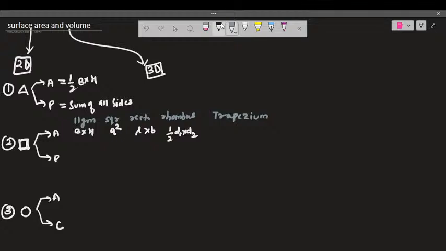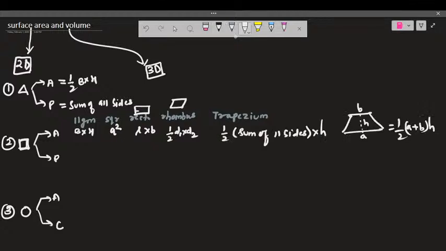Rhombus you can draw, it's a figure that has all the sides equal. In rectangle, opposite sides are equal and parallel, and one angle is 90. In square, all the sides are equal and one angle is 90. In parallelogram, pair of opposite sides are parallel. Actually, all squares are parallelogram, all rectangles are parallelogram, all rhombus are parallelogram. In fact, vice versa is not true.